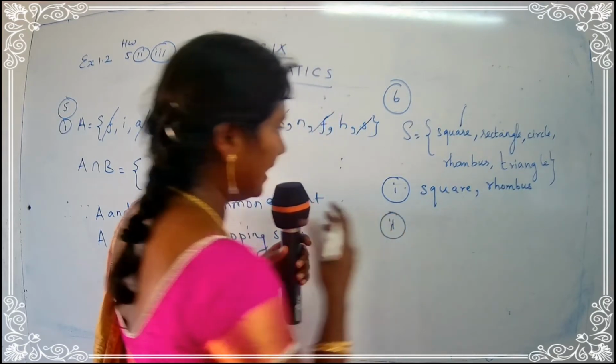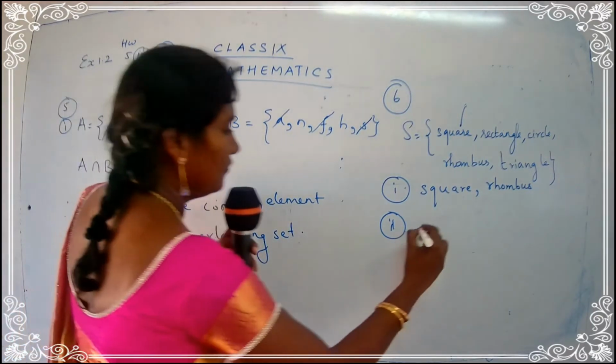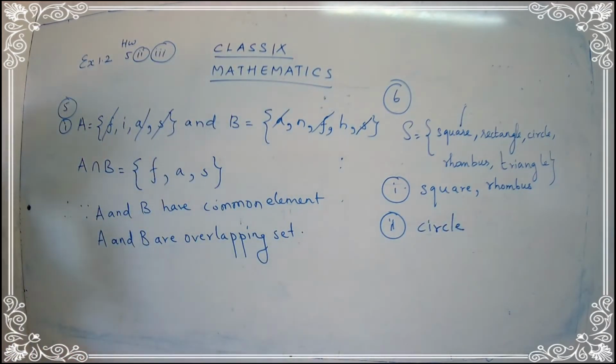Let's go for the second one. The set of shapes which have radius. Tell me, which shape has a radius? Do you have radius for square? No. Rectangle? No. Circle? Yes. So the answer is circle. What about rhombus? No radius. Triangle? No radius. The second subpart, the answer is circle. Just write down the answer.